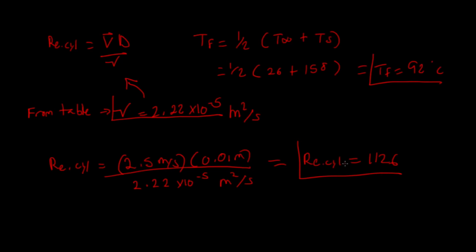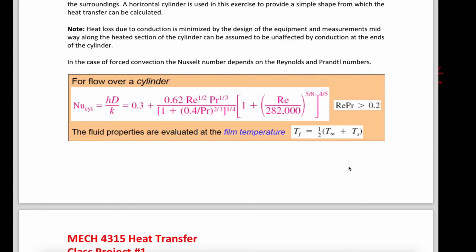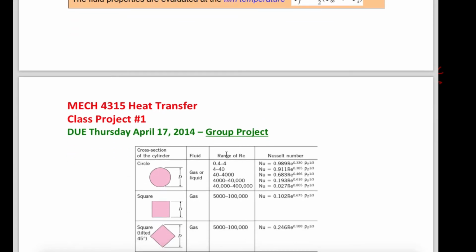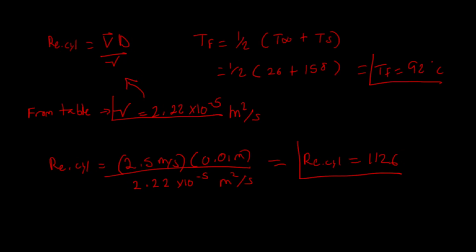Okay. Now going back over here, we have our Reynolds number, and it's 1126, so it's going to fall somewhere in this range right here, which means we're going to use this formula. Our Nusselt number is 0.683 times the Reynolds number to the 0.466, times the Prandtl number to the 1/3. Okay, so we need the Prandtl number now, so let's get that next.